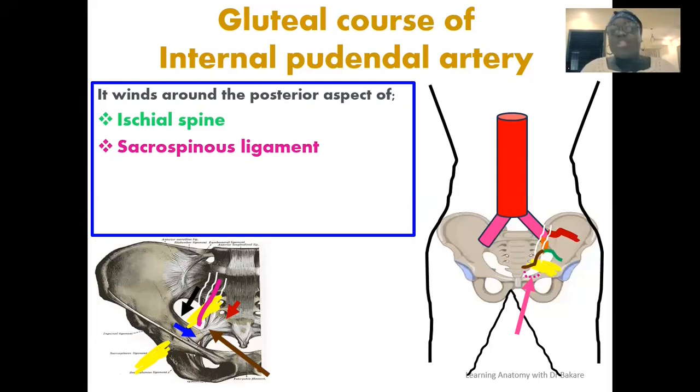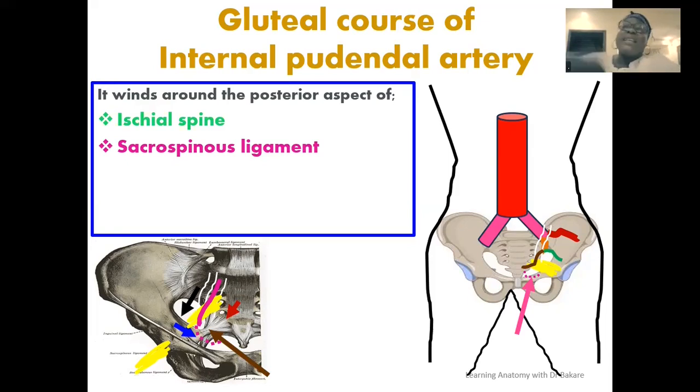And from this region, after exiting this point, it is positioned within the gluteal region. In the gluteal region, it is seen to wind around the spine of the ischium and also the sacrospinous ligament. Remember, this is where we have the spine of the ischium that is arrowed in blue, and this is where we have the sacrospinous ligament, arrowed here in brown. So you see it winding around the posterior aspect of these two structures.